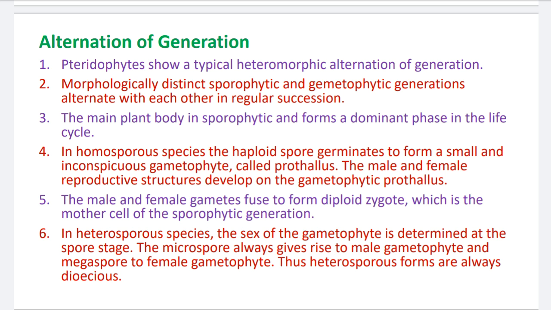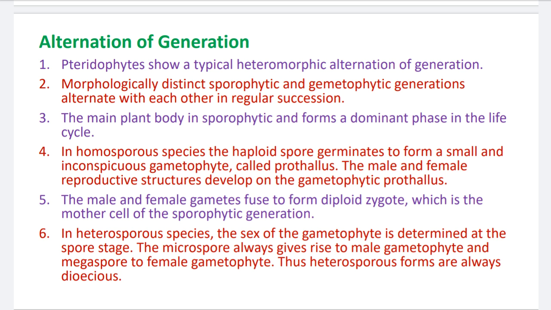Number 4. In homosporous species, the haploid spore germinates to form a small inconspicuous gametophyte called the prothallus. In homosporous pteridophytes, when spores germinate, they produce the small gametophytic plant body which is called the prothallus, and which is always monoecious in condition, meaning the male reproductive organ antheridium and the female reproductive organ archegonium are produced on the single prothallus. Number 5. The male and female gametes fuse to form a diploid zygote, which is the mother cell of the sporophytic generation. Just we have studied this.